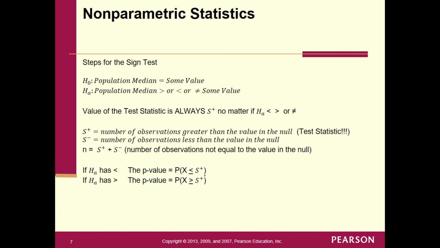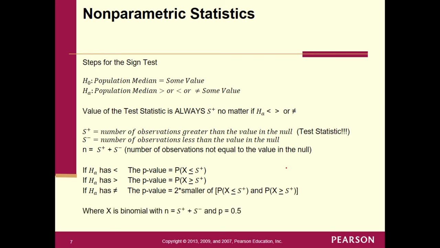If HA has a greater than sign, the p-value will be equal to the probability that x is greater than or equal to s plus. So notice s plus is the value of the statistic no matter what, okay? And we do have to include the equal to sign there. And then if HA has a not equal to sign, it's a little bit trickier, but not that tricky. The p-value is equal to 2 times the smaller of either one of these. And so whichever one is the smaller one, you multiply it by 2, and that's your p-value for a two-tailed test. All right.